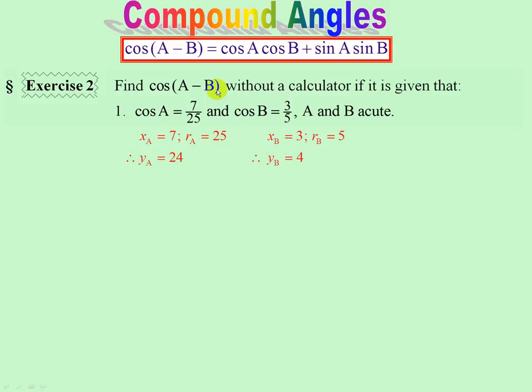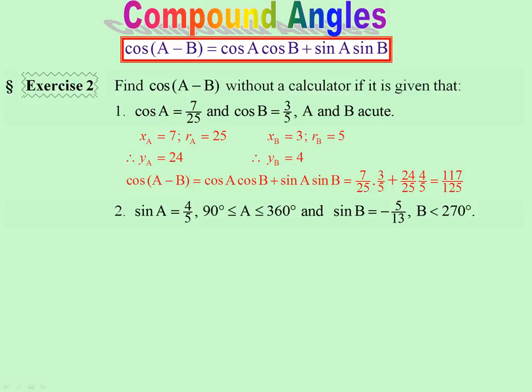Now I'm finding cos of a minus b. Well, there we are. Let's expand. There it is there. xa over ra, xb over rb, ya over ra, yb over rb. There we are, our answer. Number 2. Here we go.